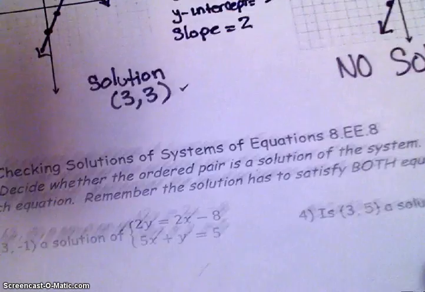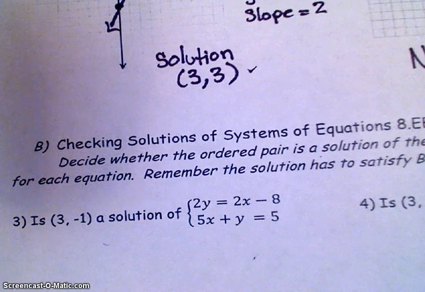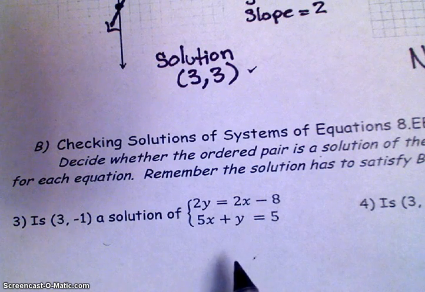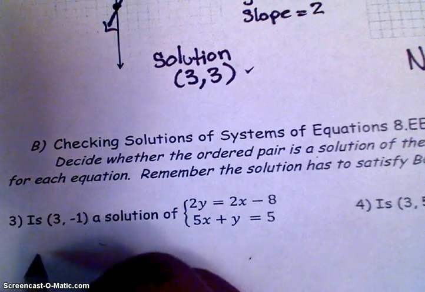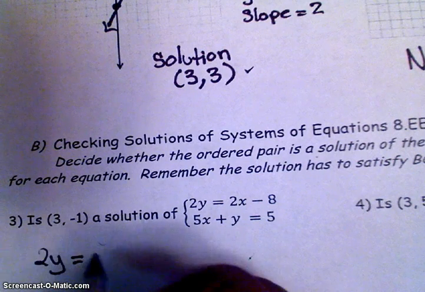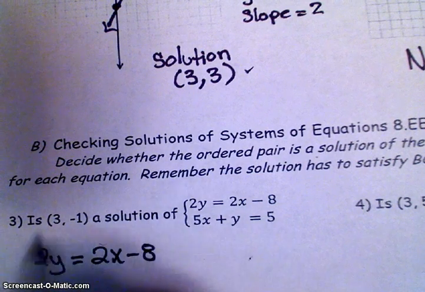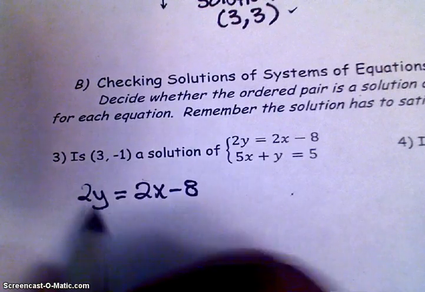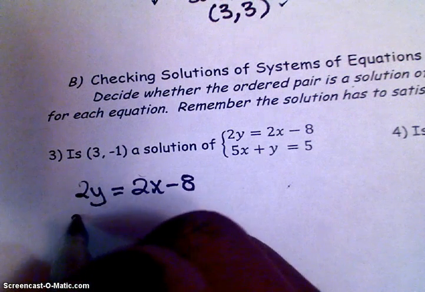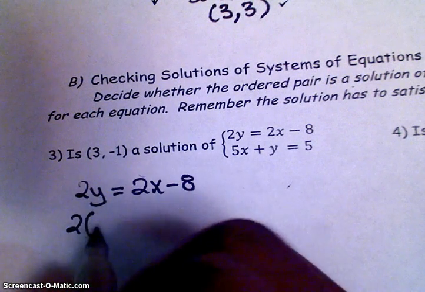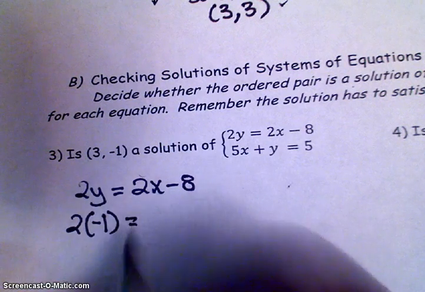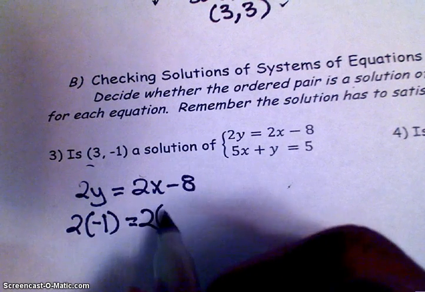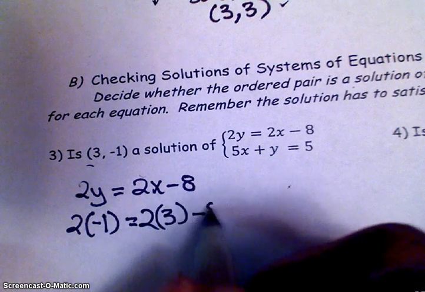Let's go down here. You just have to check for number 3 to see if 3, negative 1 is a solution for the system of equations. So I'm going to take the first equation, 2y equals 2x minus 8. I'm going to see, does 3, negative 1 work for this equation? Well, I know that y is negative 1, so I'm going to replace this y. I'm going to substitute negative 1 for y equals 2 times. I know x is 3, so I'm going to replace x with 3, and then minus 8.